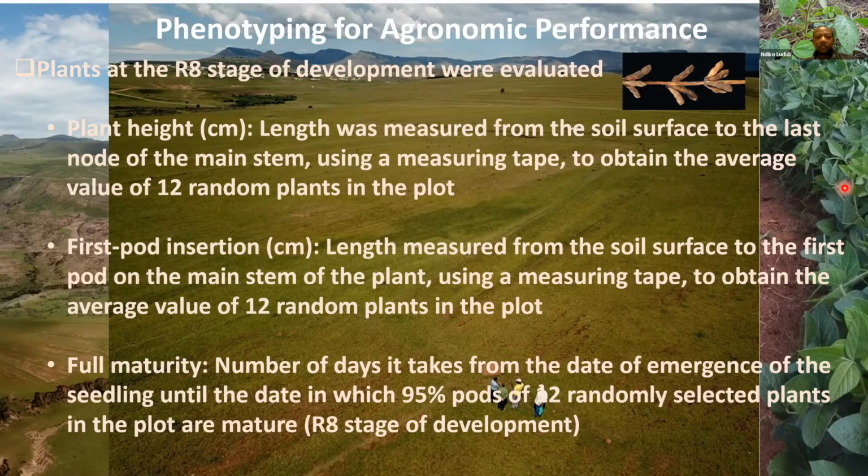What we did was to look at plant height and the first pod insertion. The plant height was simply a measurement of the height of the plant, looking at the distance from the soil surface to the last node of the main stem, and per plot, because we had 1 accession per plot, we took randomly selected 12 plants to do the measurements.